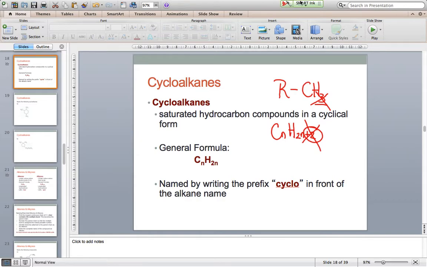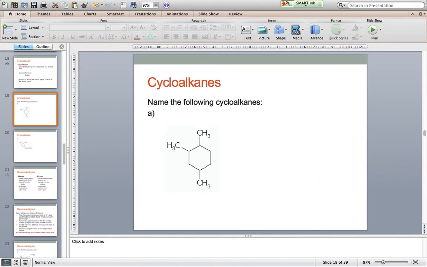When we name cycloalkanes, we name them by writing the prefix cyclo in front of the alkane name. Let's look at an example. And actually this one that's up here is a little bit more than I want to start with. I want to start with just really, really simple. So what happens when there's no branches and we just have a cycloalkane that looks like that? I bet your math teachers didn't tell you that triangles were actually cycloalkane compounds. Probably didn't come up.